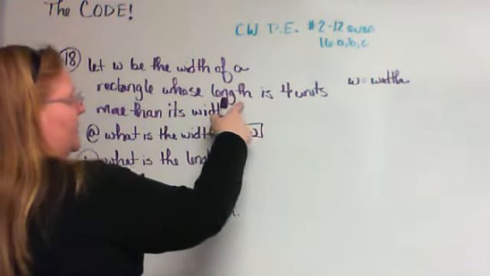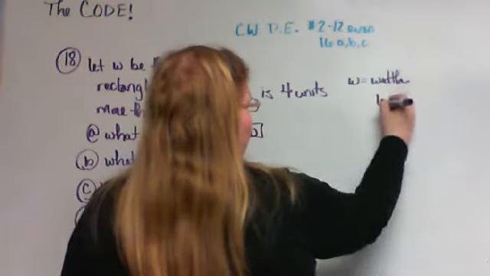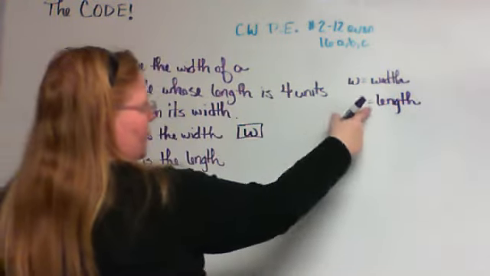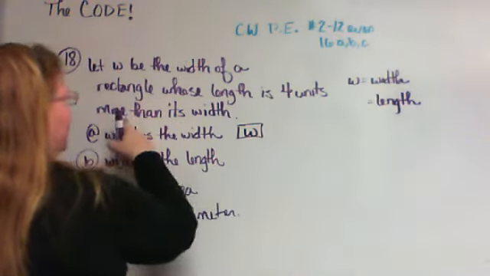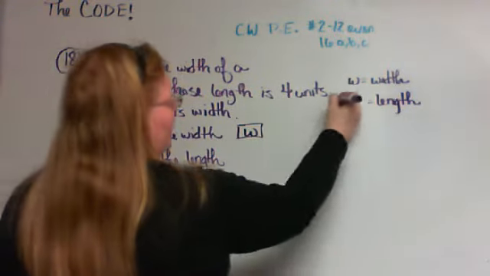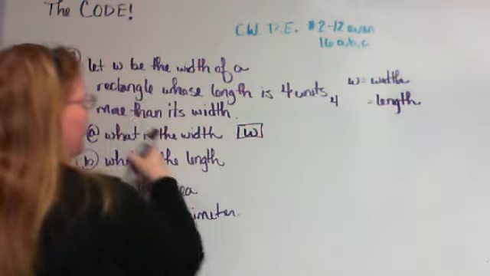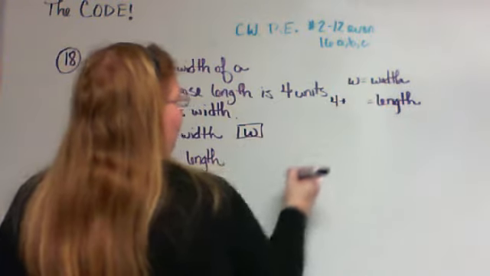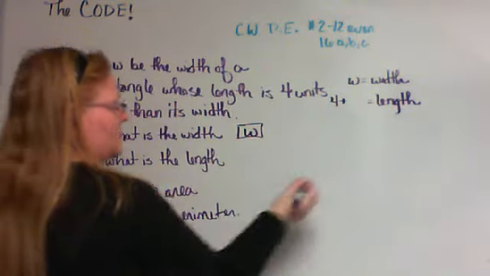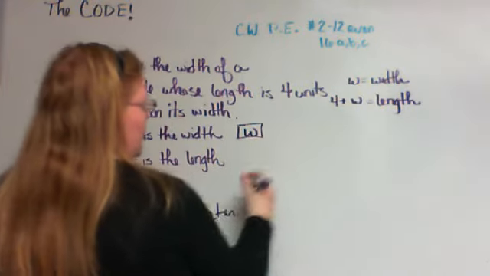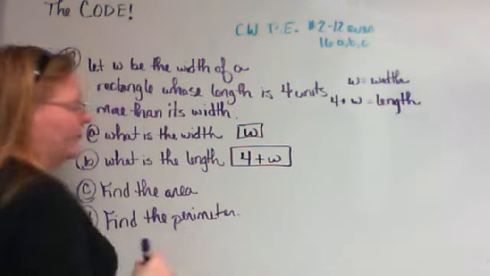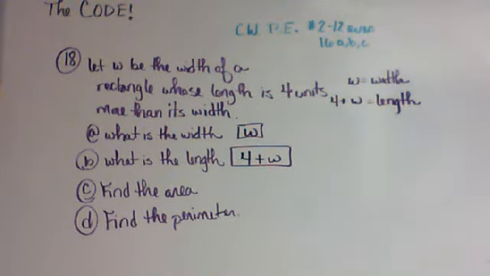They say the length is, remember my equal sign is my is, 4 units more than. What does 4 units, 4 we know is 4. What does more than mean? More than is plus the width. And what did we say our width was? W. So our length must be 4 plus W. Now you see why I'm going over it.